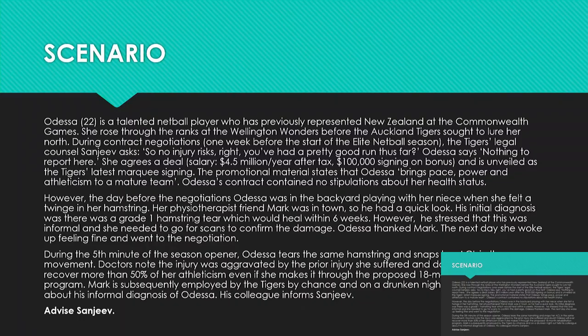During the 5th minute of the season opener, Odessa tears the same hamstring and snaps her ACL in the same movement. The doctors note the injury was aggravated by the prior injury she suffered, and doubt that she will ever recover more than 50% of her athleticism, even if she makes it through the proposed 18-month rehab program, which is quite significant. Mark gets a job with the Tigers subsequently, and by chance, on a drunken night out, he tells his colleague about his informal diagnosis of Odessa. The colleague tells Sanjeev, the legal counsel, and so your job is to advise Sanjeev, who's acting on behalf of the club. So you're advising the club.